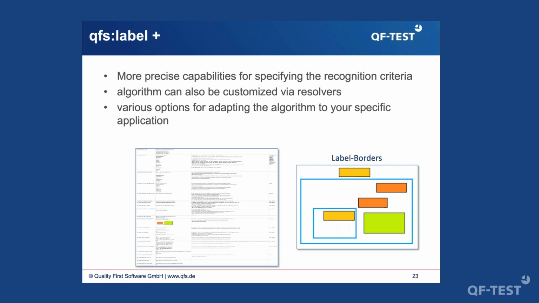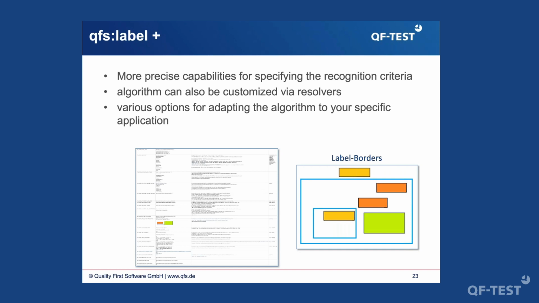And these algorithms we are using for each and every of those labels can even be customized via resolvers. So each and every label you can modify to your needs. And even if this is not enough, we have various options for adapting this algorithm. Down here you have a screenshot. It's not that readable on your side, but it's just some internal documentation on our side, where we have, let's say, 20 to 30 hidden options in QF-Test, which we can use to customize this label algorithm completely to your needs.